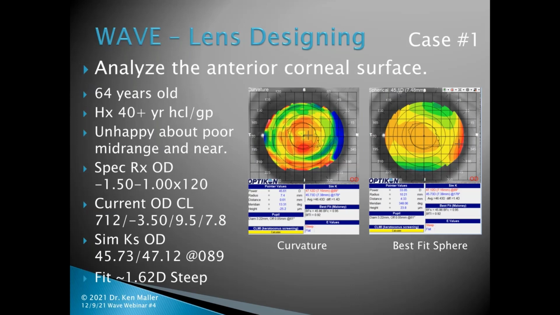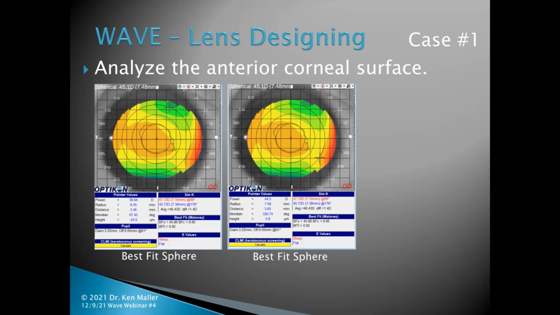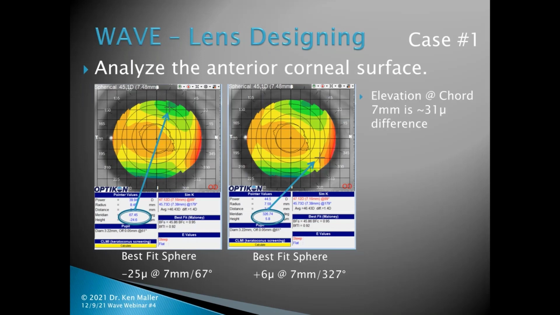Here's the best fit sphere, and just to take a look at an analysis of this corneal surface, I've put the cursor up there on the 7mm ring at 67 degrees, and we can see that we have a depression of 25 microns there. On the next one, I put that also on the 7mm ring, and we can see that we have an elevation of 6 microns at 327 degrees. So we really have, at a chord of 7mm, about a 31 micron difference between the high and the low point.